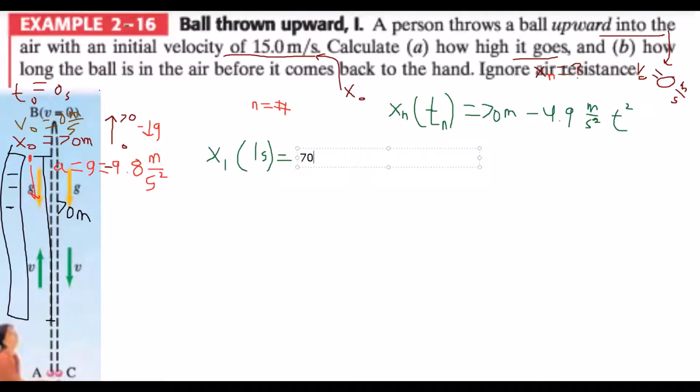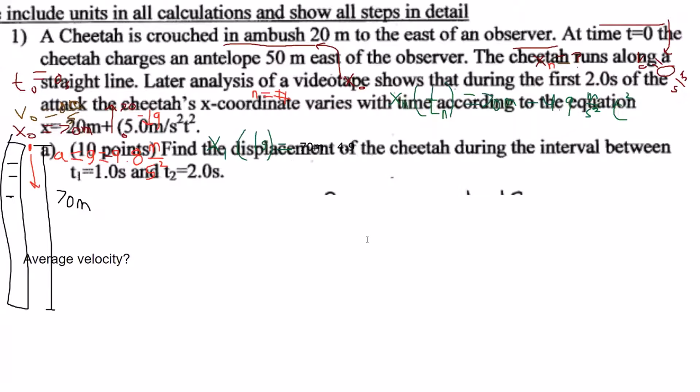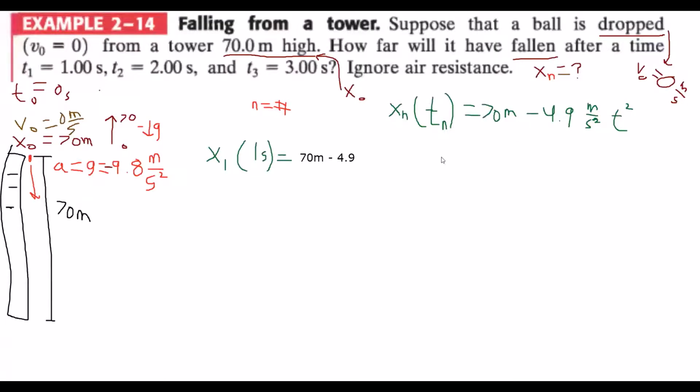Meters minus 4.9. You got the 4.9 by dividing gravity by 2, because the kinematic equation is 1/2 a t squared. Squared times 1 squared. I'm going to calculate it with a calculator soon, but I'm just going to plug them all in for now.